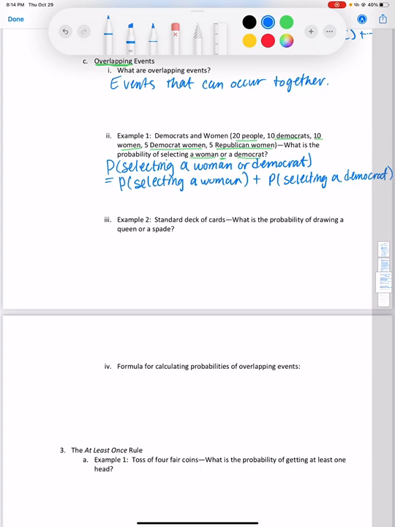But we also need to subtract off the overlap, okay, since this is overlap. There are 5 Democrat women in there. So if I'm selecting all of the Democrat people and all of the women people, then there's some that will overlap, 5 to be exact. Now, we want to subtract off the probability of selecting a woman and a Democrat, the one that fits both categories, because they will be double counted.